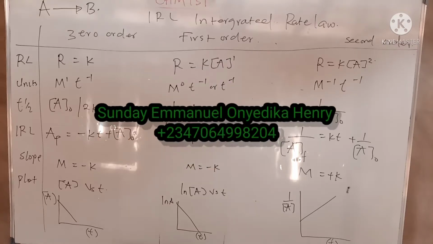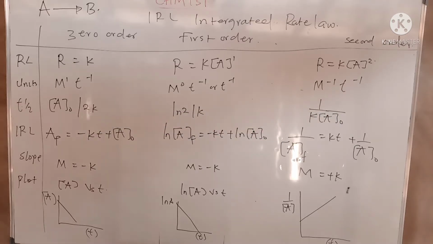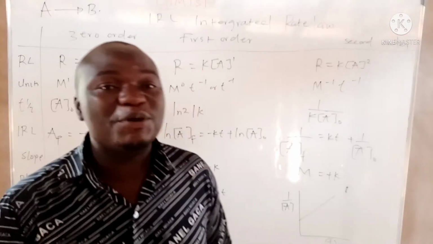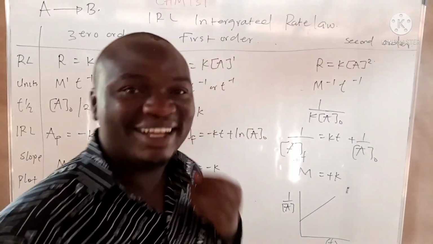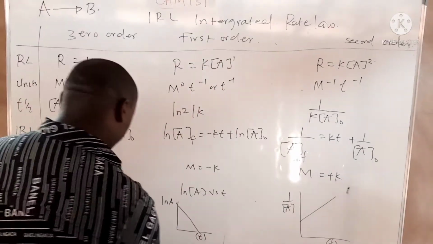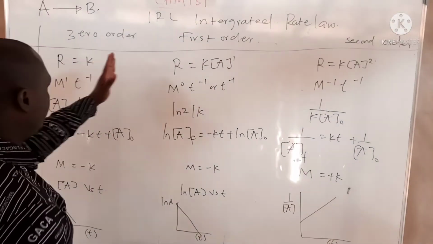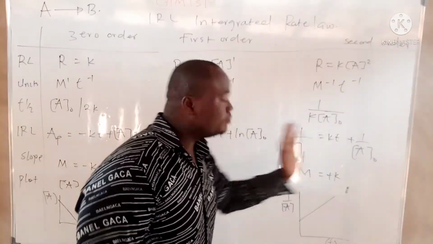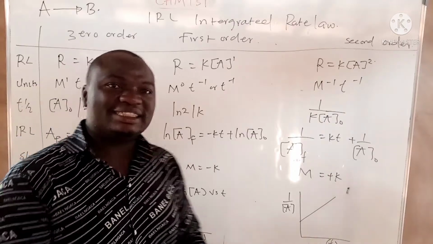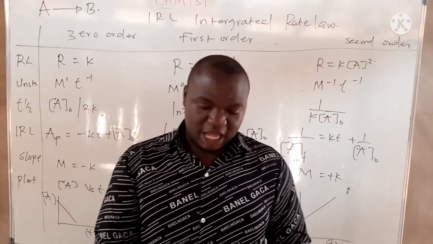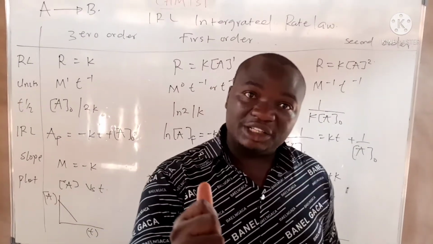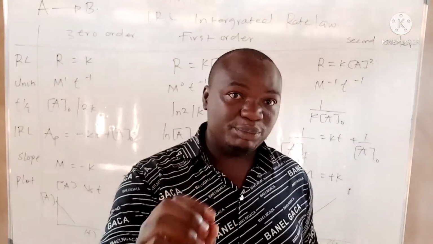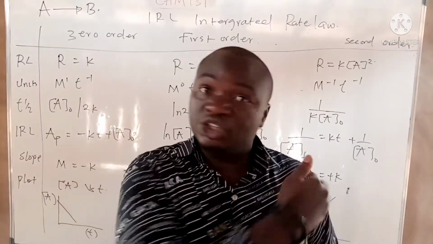Welcome. The integrated rate law from the table. Believe me when I tell you this, if you master this table, it's over. Now, remember this is zero order, this is first order, this is second order. Now, in this rate law, this table that is on the board is extremely powerful.